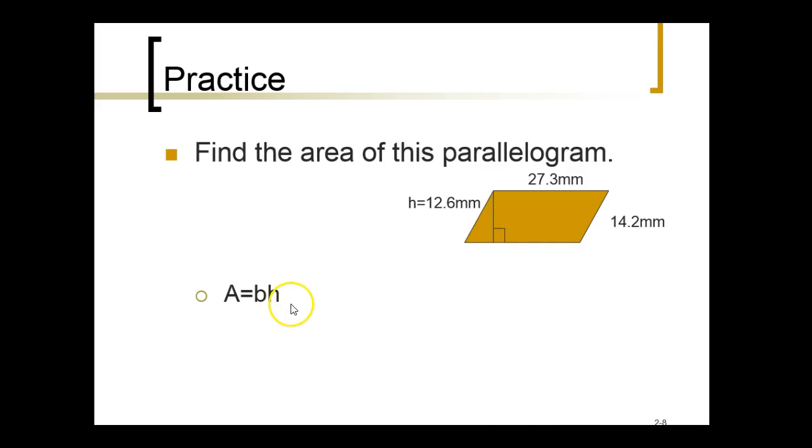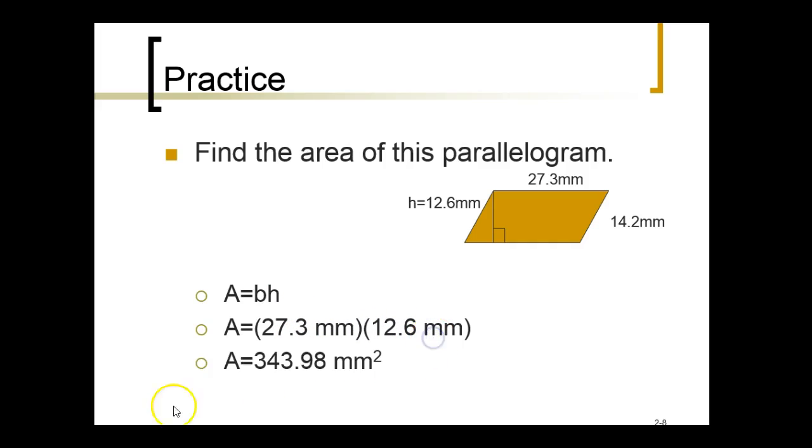So area is base times height, 27.3 millimeters times 12.6 millimeters, 343.98 millimeters squared. If we want to round that to 3 significant digits, same as the values that we started out with, that's 344 millimeters squared.